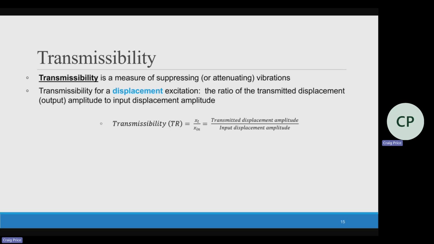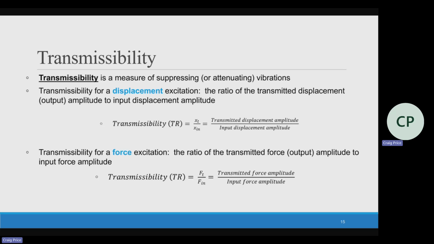So transmissibility is kind of the name for suppressing vibrations. We can look at it two different ways. Transmissibility can look at the transmitted displacement amplitude, or it can be about the force. Both of them are correct. So either I'm transmitting a force or a displacement. Transmissibility is kind of the word for: I have this input, and this is what the output's going to be.